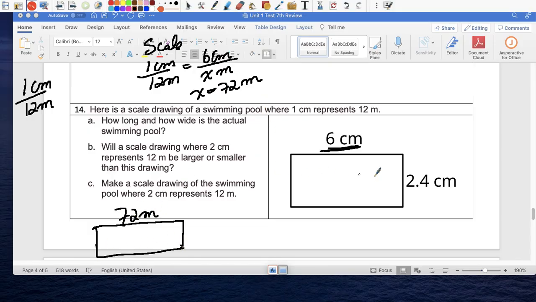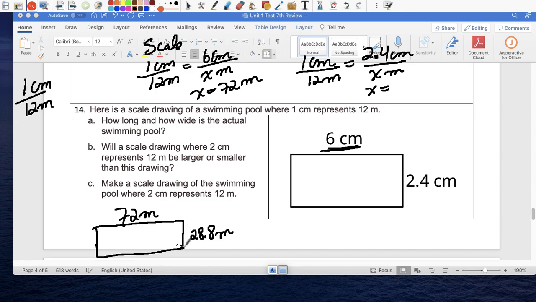Not bad. And then what about the 2.4 over here? Well, again, let's use the scale. 1 centimeter is 12 meters. This time around, I want to know what 2.4 centimeters looks like in real life. So x meters, because that's what I'm trying to find. X times 1 is x, and 12 times 2.4, I have no idea. 12 times 2.4, 28.8 meters. Jeez. That's a big pool. That's 28.8 meters. So that's my pool.